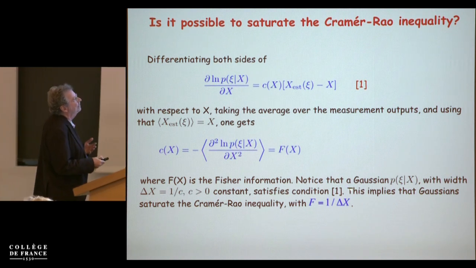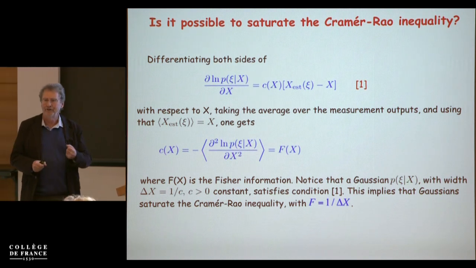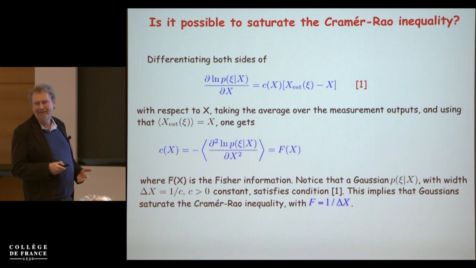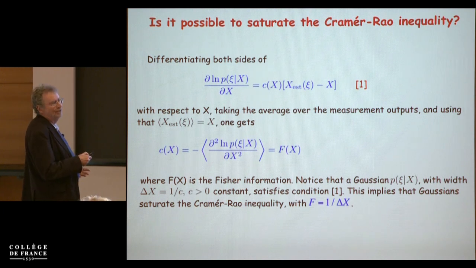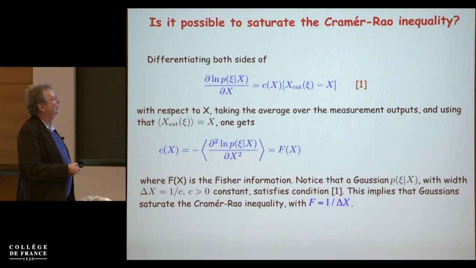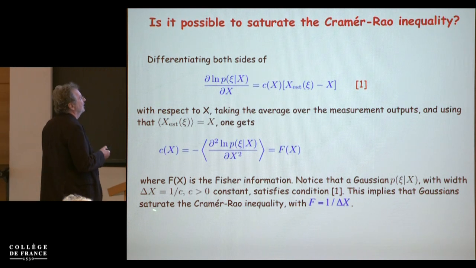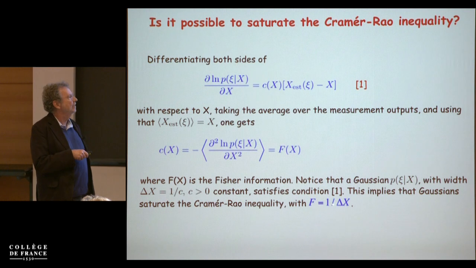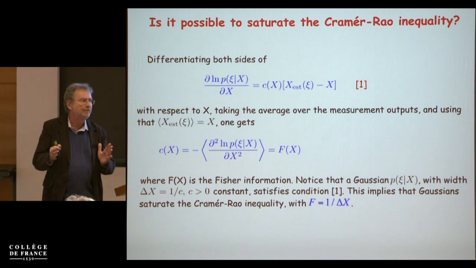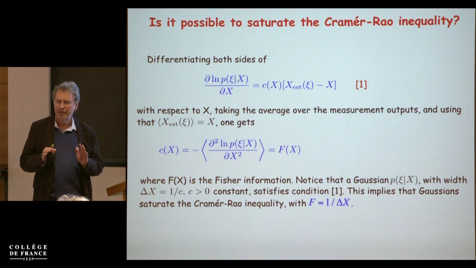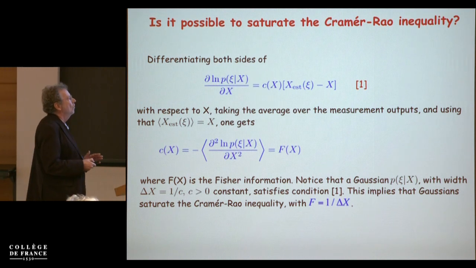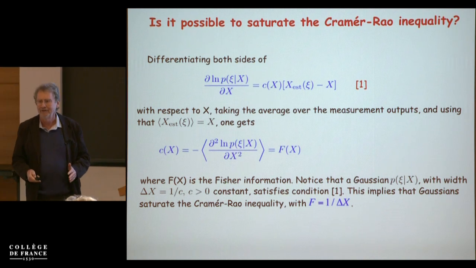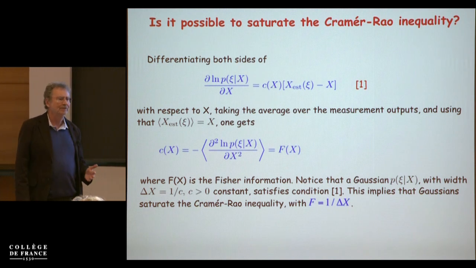Furthermore, you see that if you have a Gaussian distribution for the experimental data, it satisfies this condition with C constant. The log of p is proportional to x squared, and then you differentiate, so it satisfies this. So this implies that Gaussians saturate the Cramér-Rao inequality with the Fisher information given by the inverse of the width of the Gaussian. Now, natural question, what if the distribution of experimental data does not conform to that? We cannot saturate then the Cramér-Rao?